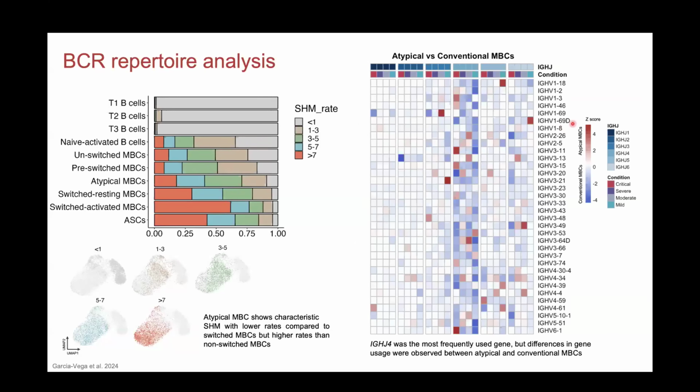Also, when we analyze the gene usage in comparison of atypical versus conventional memory B cells, we observe, well, in red is the gene usage from atypical, and in blue, the gene usage from conventional. Here, we observe some difference in gene usage between atypical and conventional.